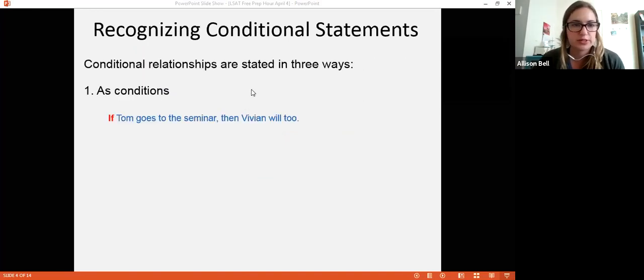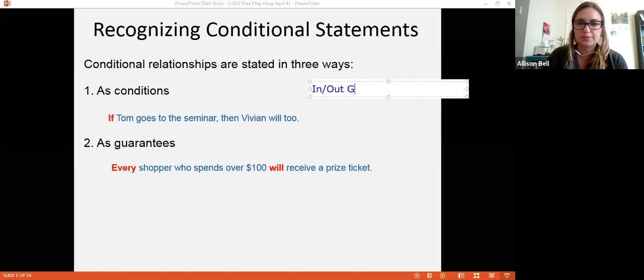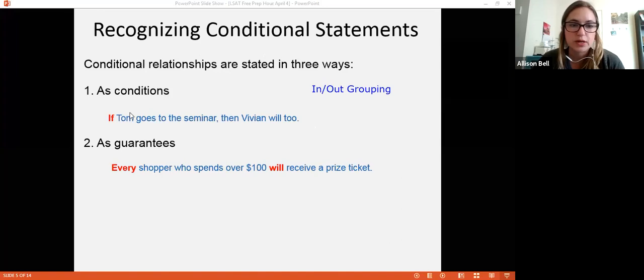So how do we know we're in the world of conditional logic? Well, the first way is we might just see an if-then statement. That's most likely to happen in a logic game scenario. So there's an entire type of logic games that we call in and out grouping, where all of the rules are going to be an if-then statement like this one.